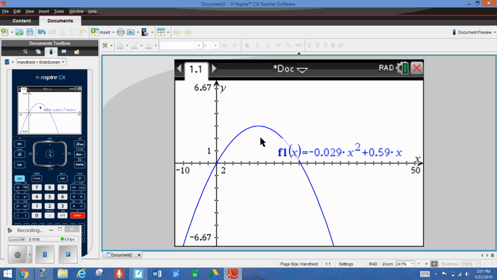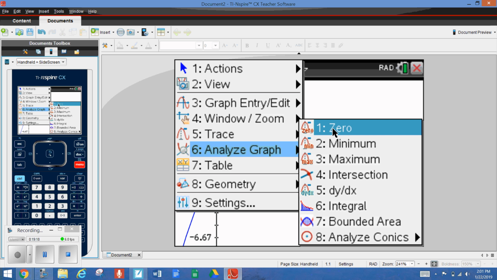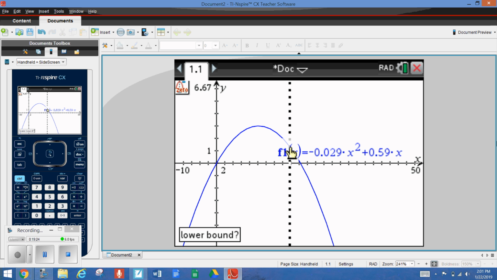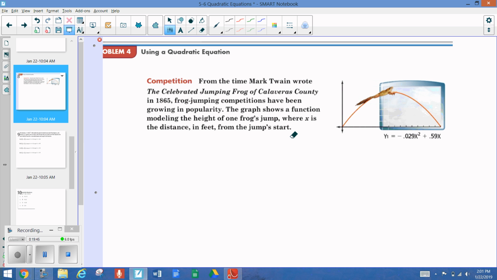So let's say how far is he going to go? These are the zeros of the function. You're going to click menu, analyze graph, and zeros of the function. We're wondering about this point, correct? You click one to the left and one to the right. So what is that? 20.3. Let me see the question. In feet, 20 feet. Okay.